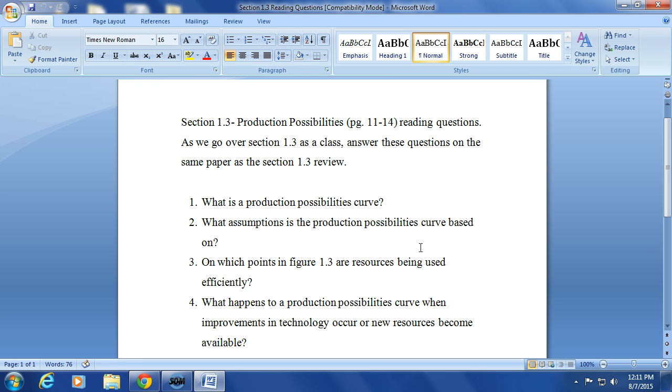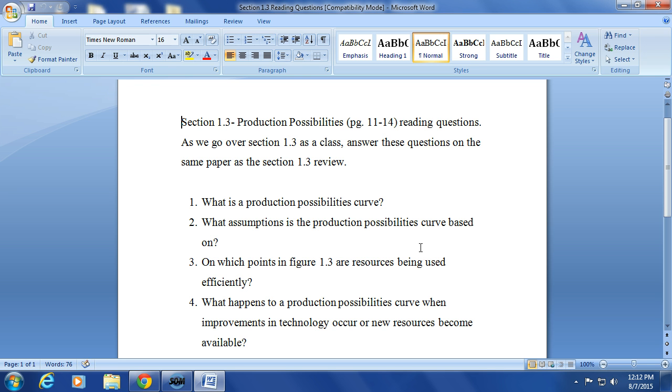If there are improvements in technology, new resources become available, what will happen is there will be an increase in the production possibilities curve. In economics, an increase means you're going to shift the curve to the right. So in this case, the production possibilities curve is going to shift to the right. And you can see in figure 1.4, we started at production possibilities curve P1. Then there were improvements in technology. New resources became available. So then the production possibilities curve shifted to the right to P2.